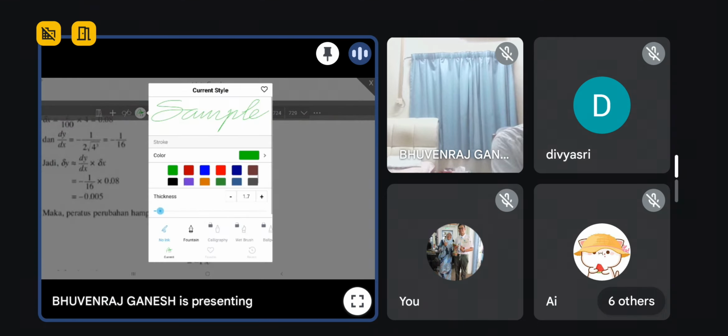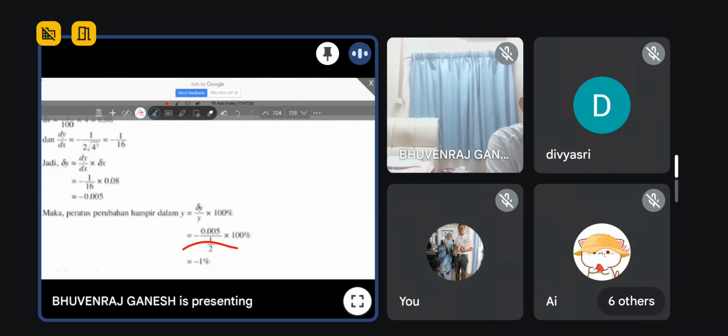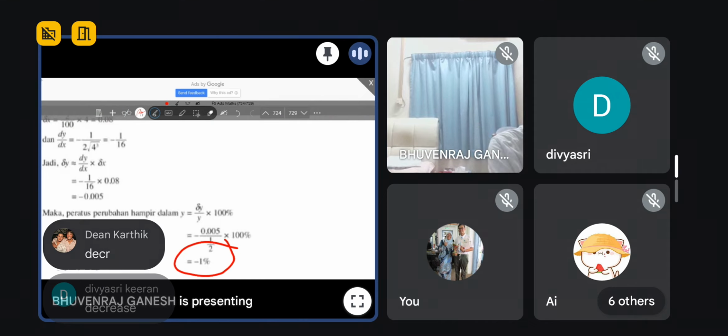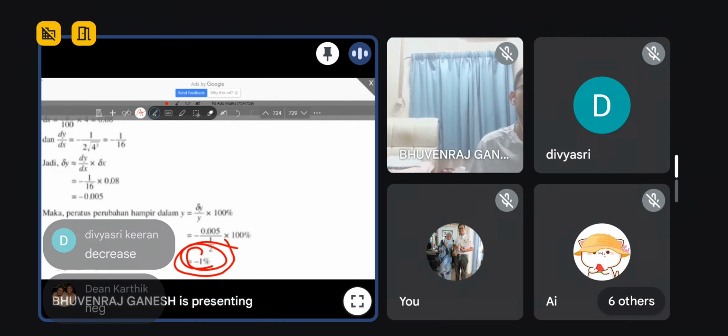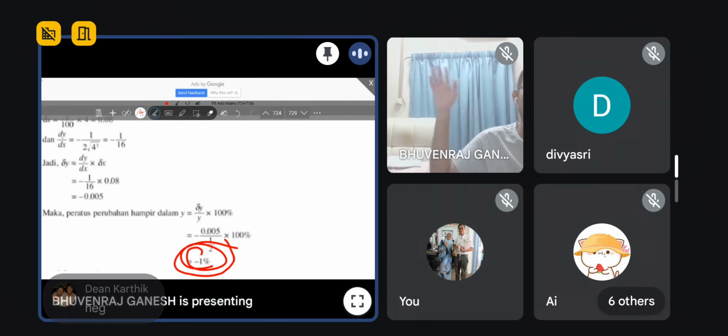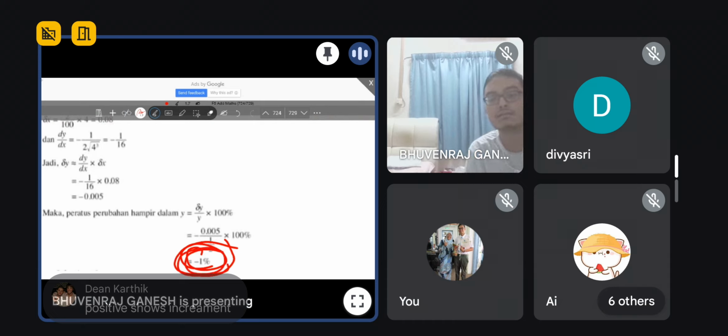Okay, so based on this answer, can you all tell me, does the y value increase or decrease? Very good, decrease. Why decrease? Negative shows decrease. It means your y value is actually going from a higher to a lower value. So the change is shown by this percentage, negative 1%.